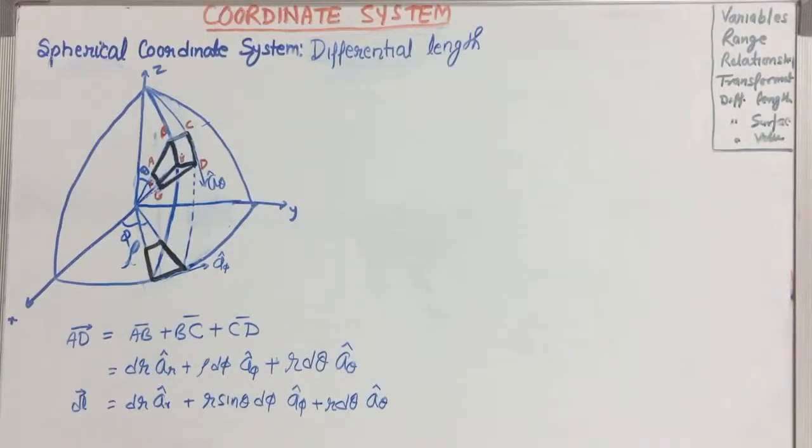So the proper writing in proper sequence is dr in the direction of a r, plus r d theta in the direction of a theta, plus r sine theta d phi in the direction of a phi. This is the differential length.